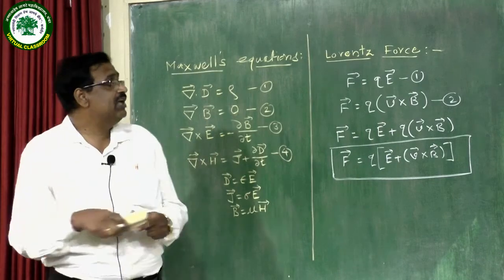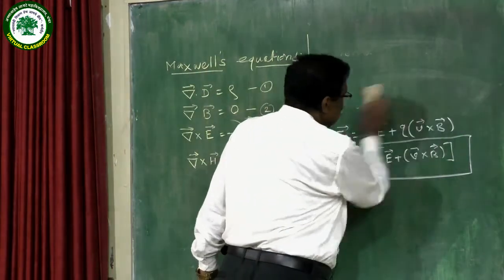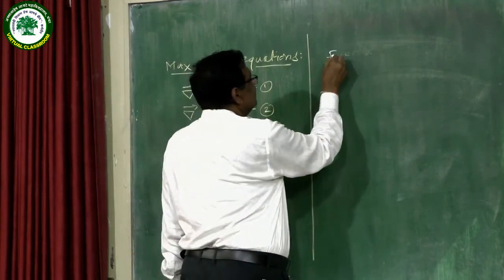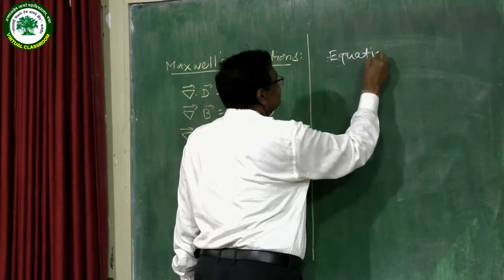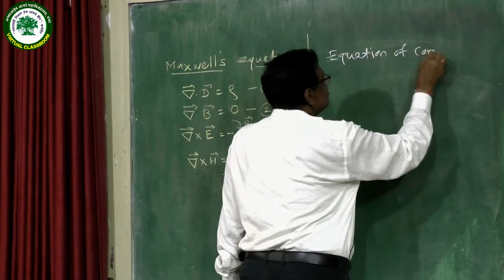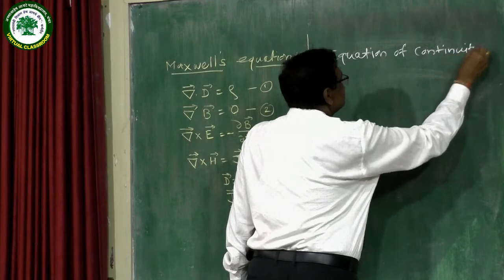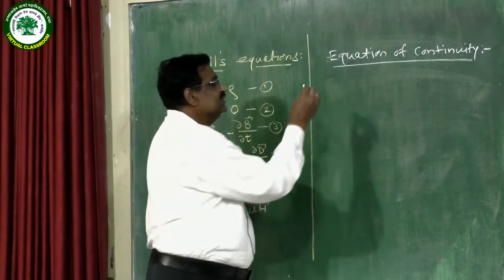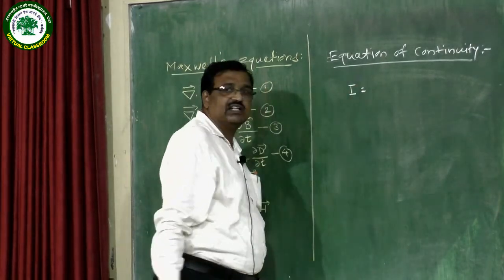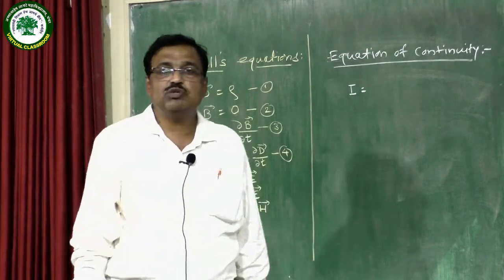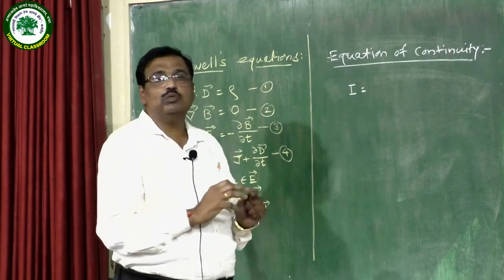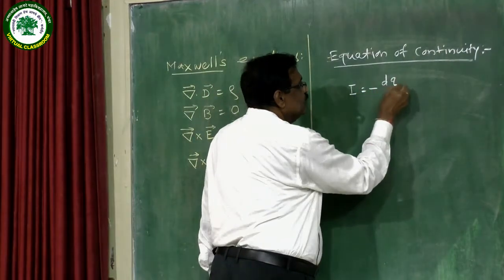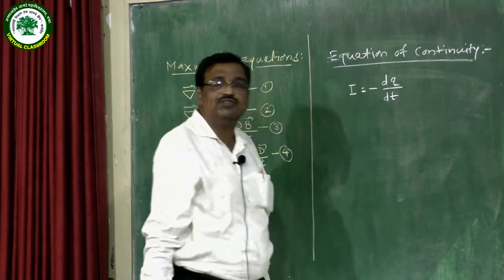Similarly, the second one is the equation of continuity. So to consider the equation of continuity, we have the current I defined by, so we know the definition of current I. It is simply defined as the rate of change of charge. But within that volume, the net amount of charge goes on decreasing, so we have a negative sign, minus dq upon dt. So the equation is represented by using this one.